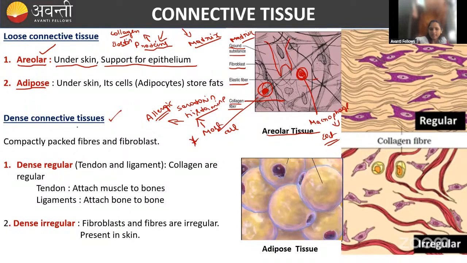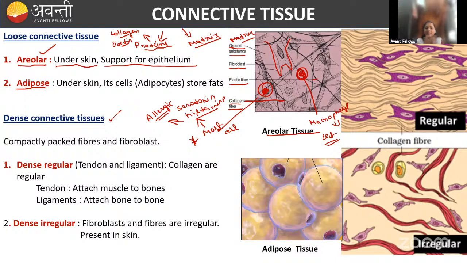Then coming to the dense connective tissue, these are tightly arranged. For example, in one bench, if we say 10 girls have to sit, or in one bench 10 boys have to sit, you will sit very compactly, right?